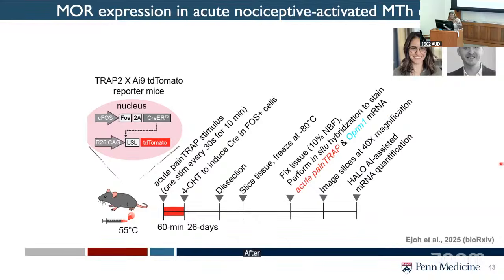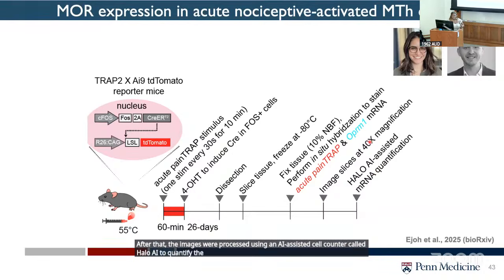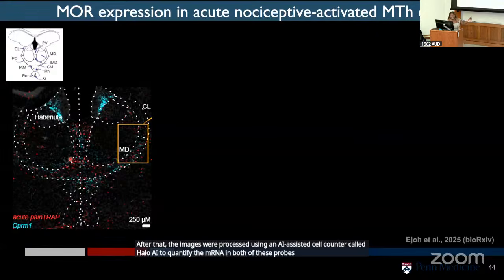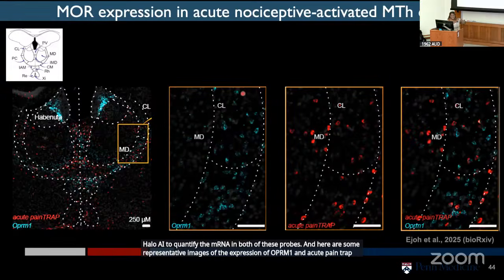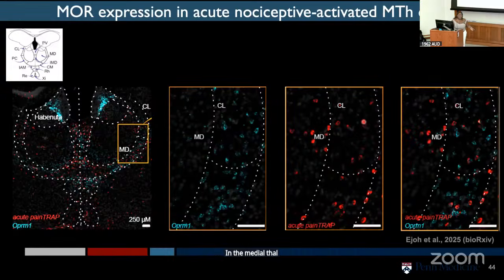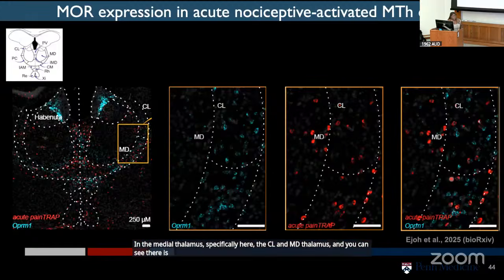After that, the images were processed using an AI-assisted cell counter called Halo AI to quantify the mRNA in both of these probes. And here are some representative images of the expression of OPRM1 and acute pain TRAP in the medial thalamus, specifically here, the CL and MD thalamus. You can see there is a little bit of overlap here.